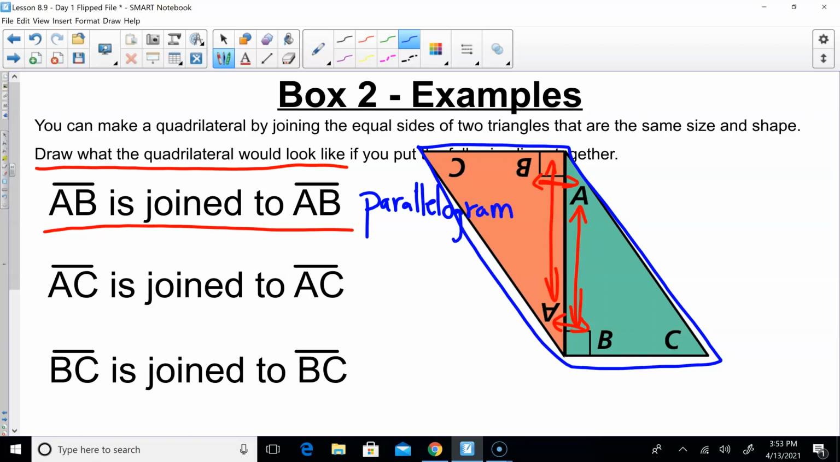So do we have a rhombus? Do we have four equal sides? Nope, so we don't have a rhombus. Do we have four right angles? Nope, we don't have four right angles, so it can't be a rectangle or a square. So obviously the only thing we have when we join AB and AB together is a parallelogram.